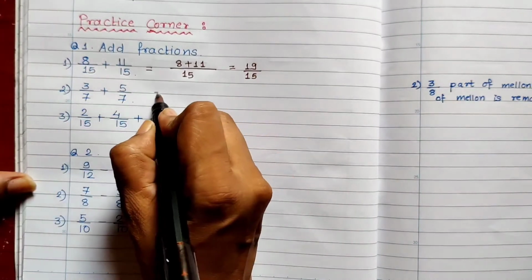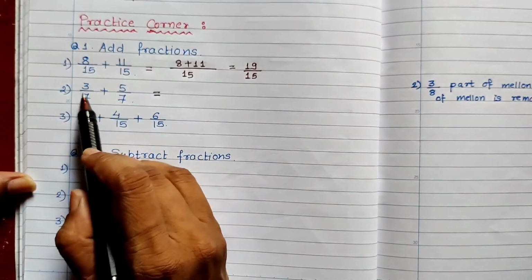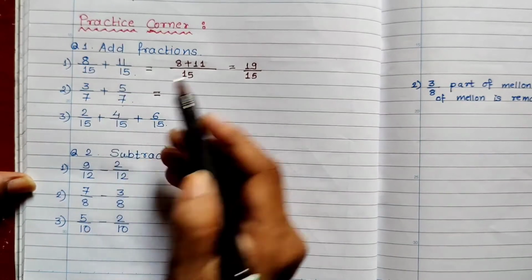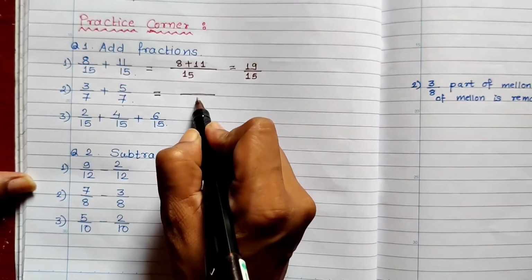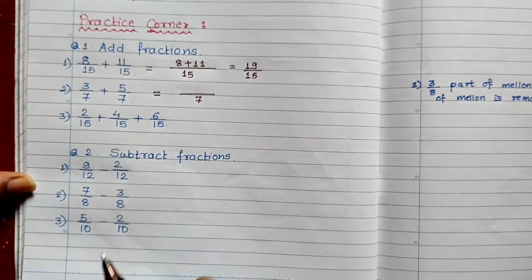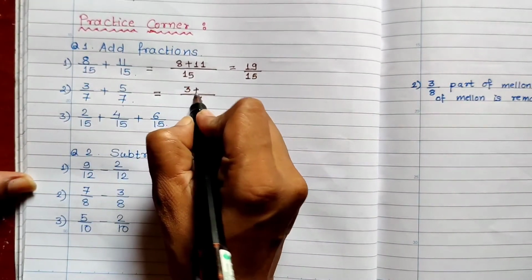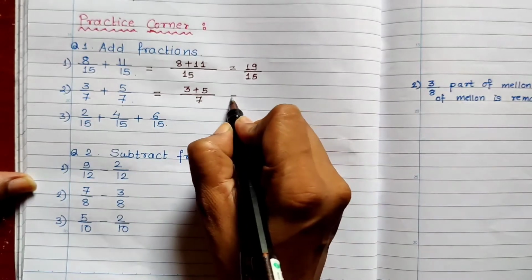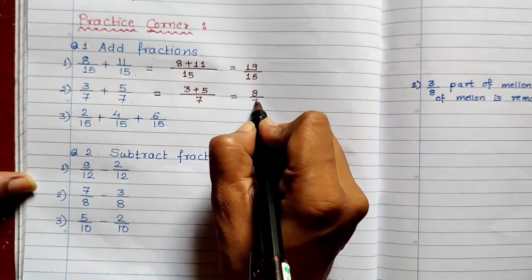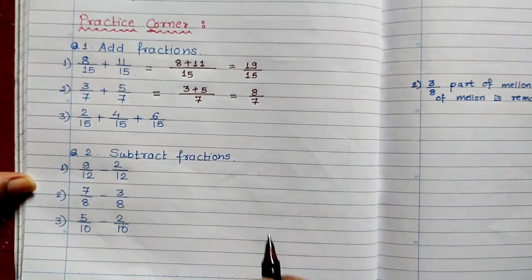Now let us see this second fraction. 3 upon 7 plus 5 upon 7. What we have to do? We have to write 7 as it is one time, denominator. And we will be adding the numerators. 3 plus 5. 3 plus 5 is 8 upon 7 as it is.